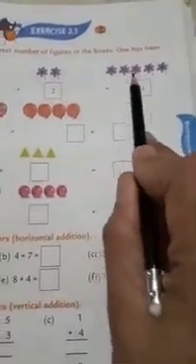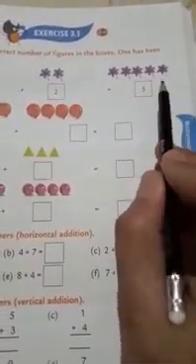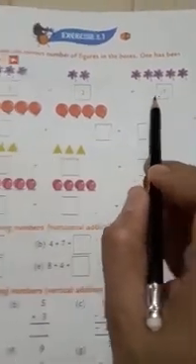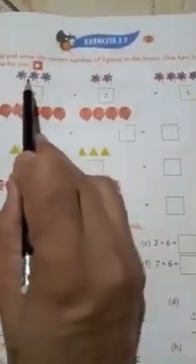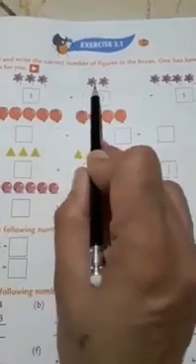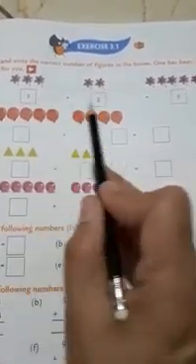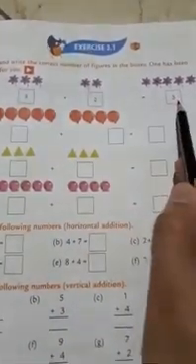1, 2, 3, 4, 5. 5 altogether. Let's count again. 1, 2, 3, 4, 5. So how many flowers are there? 5 flowers altogether. Now second example is balloons are given.